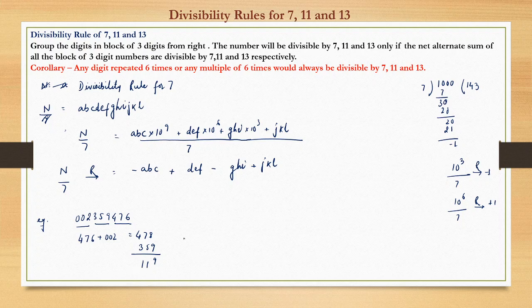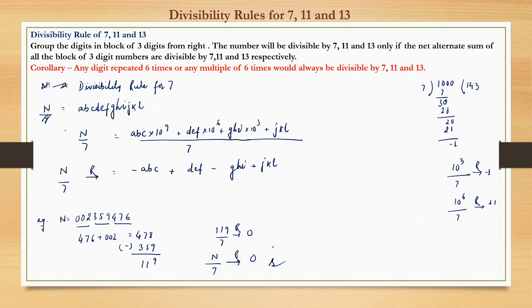So it becomes 119. Let us see if 119 is divisible by 7. Yes, this is divisible by 7. So 119 by 7, the remainder is 0. Therefore, the number n by 7, the remainder would be 0. So this is the rule we can use.